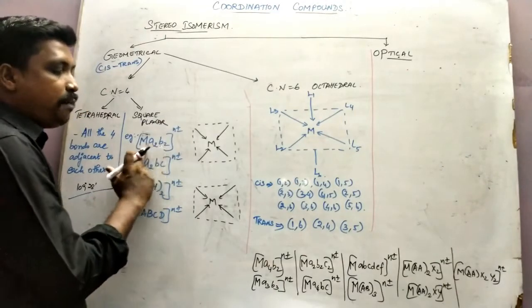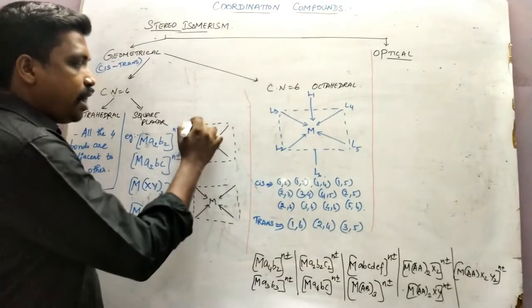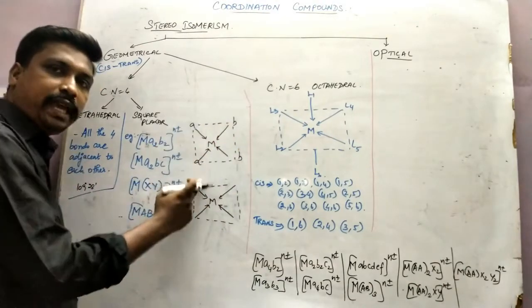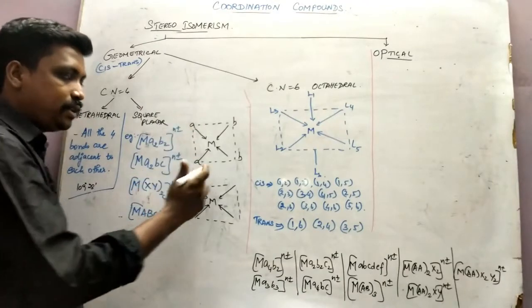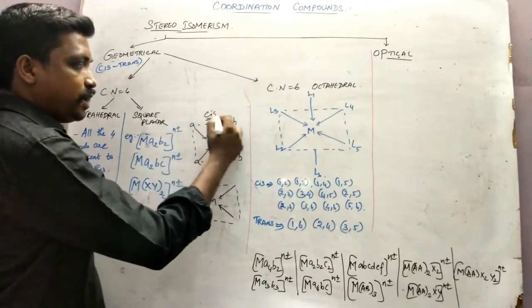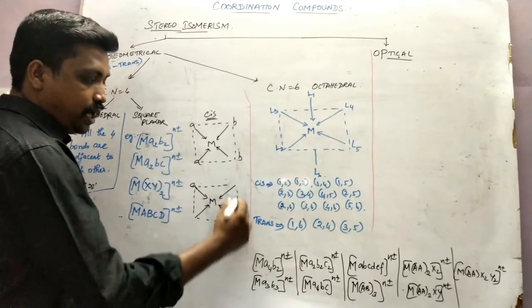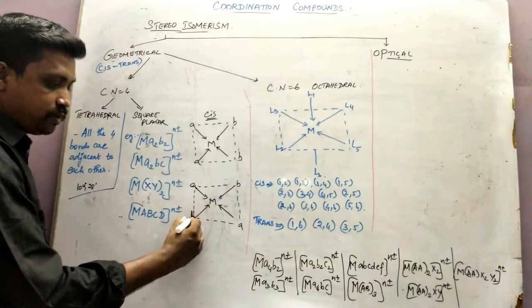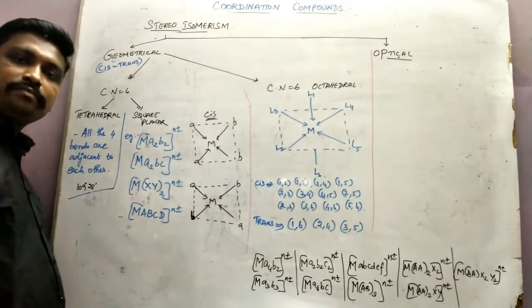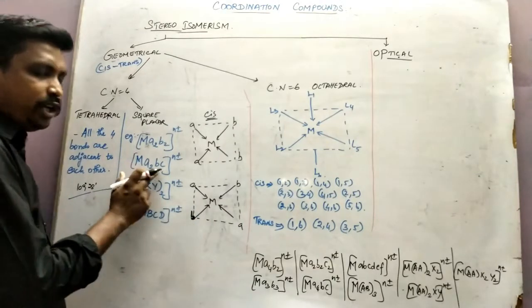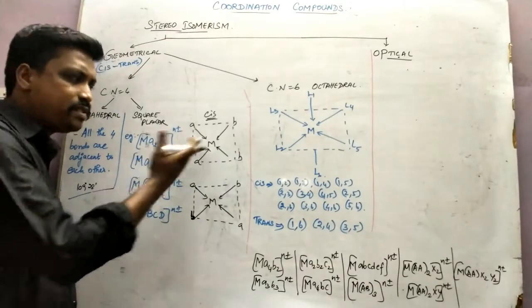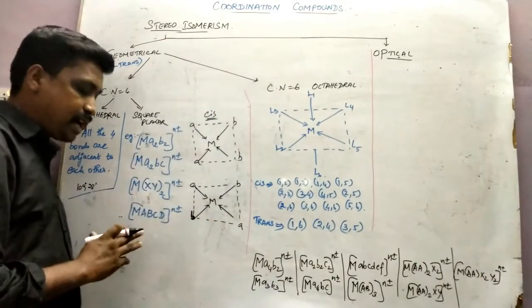For example, consider Ma2B2, where M is the metal atom. Since the 2 A similar ligands are adjacent to each other, it is called the cis isomer, and if the 2 A ligands are opposite, it is called the trans isomer. Similarly, look at the 2 A species: if they are adjacent, it is cis; if they are opposite, it is trans.